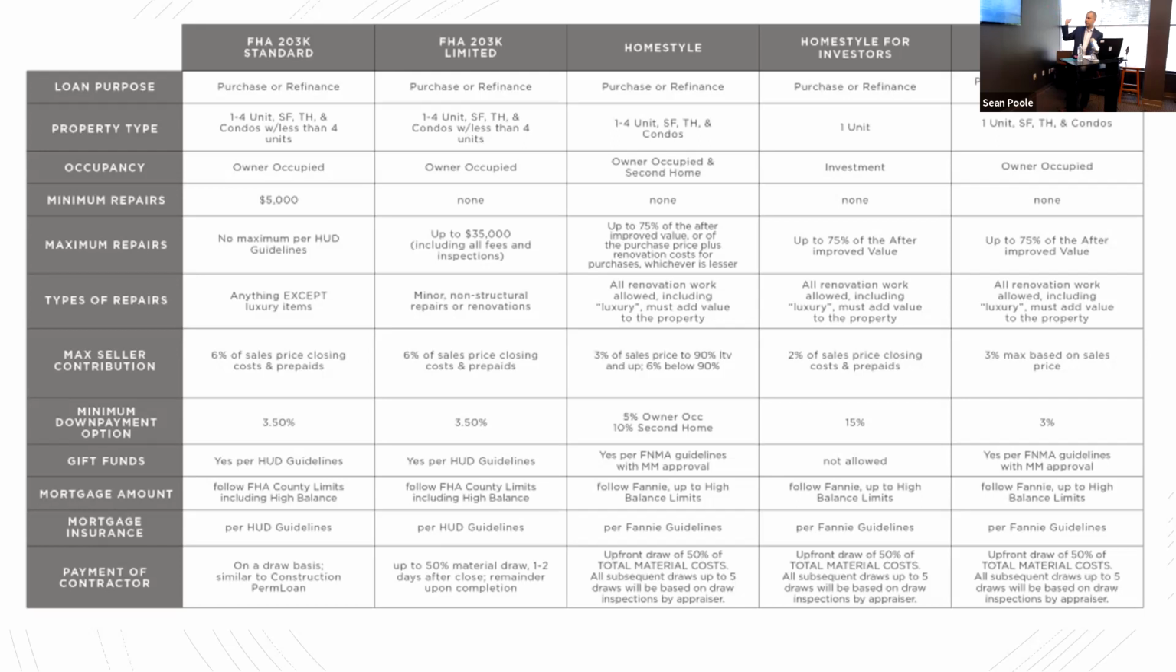Again, you can go into these with the minimum down payment, 3.5% down payment. The minimum down payment for conventional, you can do 15% down for investors. Most of them are going to put more money than that down. But there are different rules depending on what you're looking at doing.